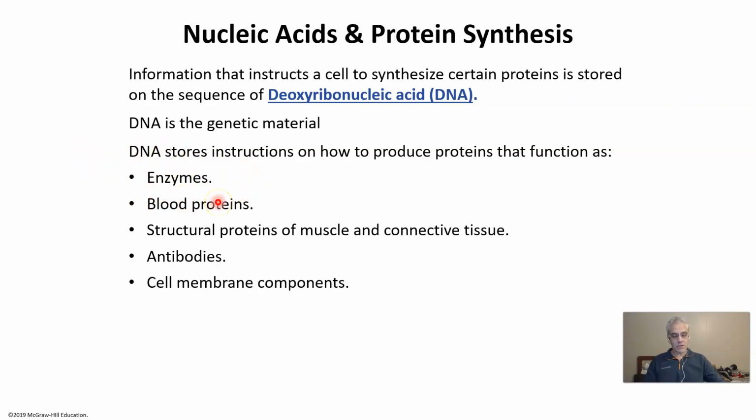Remember, enzymes lower the activation energy for any chemical process in the body. Blood proteins, structural proteins, muscle and connective tissue, antibodies. Boy, we're talking a lot about antibodies with COVID and the vaccine that's coming out. We want to create antibodies against that virus. Well, that's a protein. Where are you going to find the recipe for the protein? You're going to find it in the DNA.